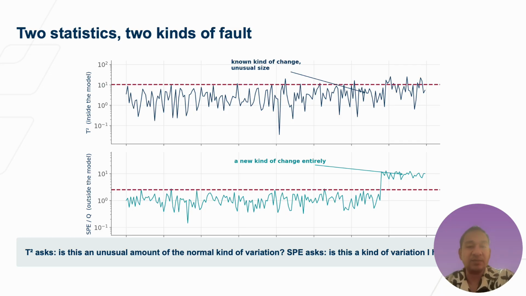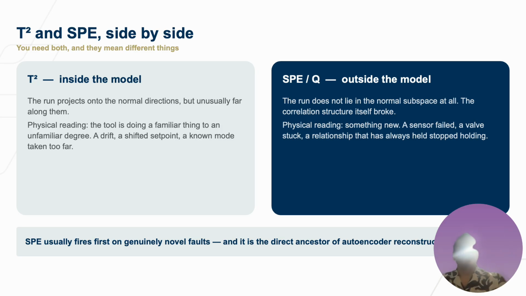Two sensors that always move together have stopped doing so. Different flaws, different statistic. You need both charts and neither is a substitute for the other. Side by side with physical interpretation, because that is what makes them usable.